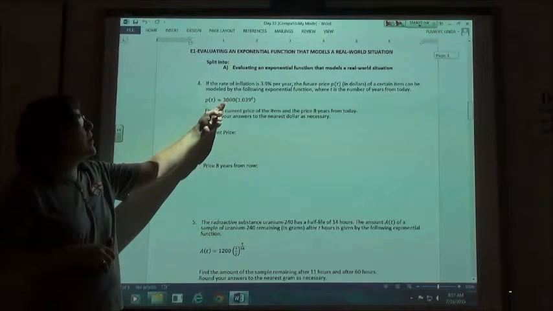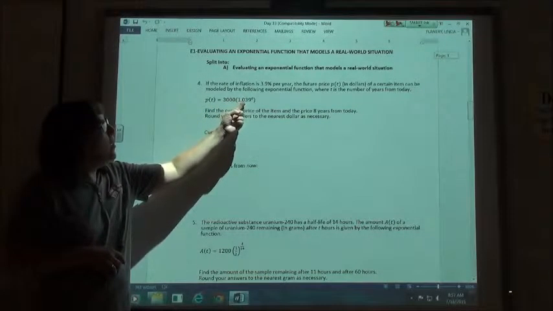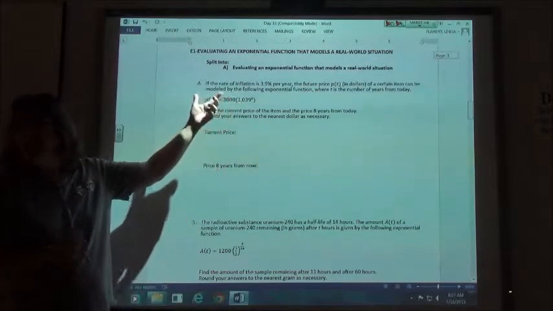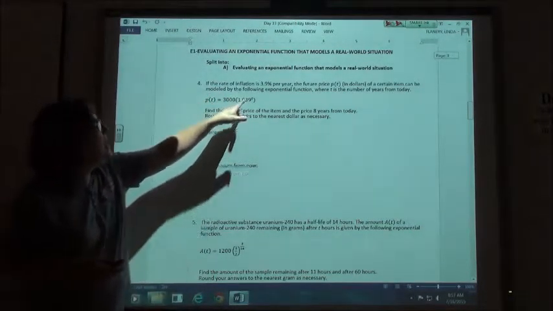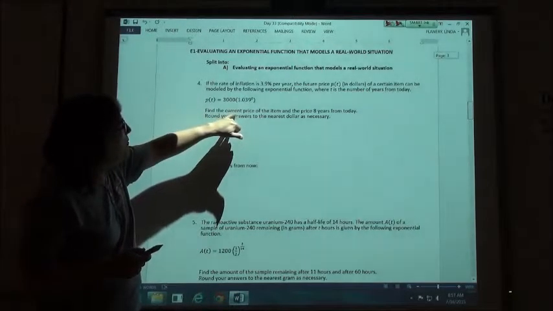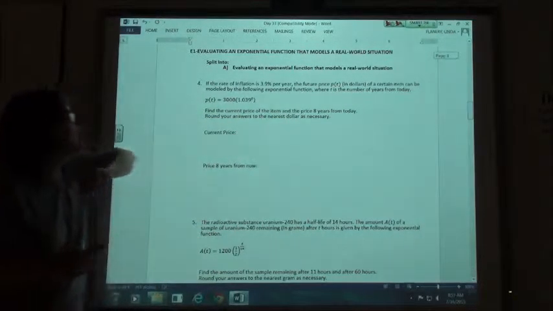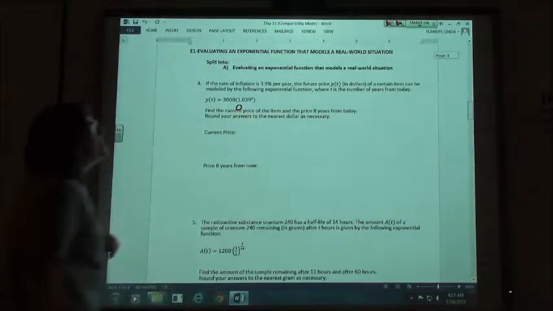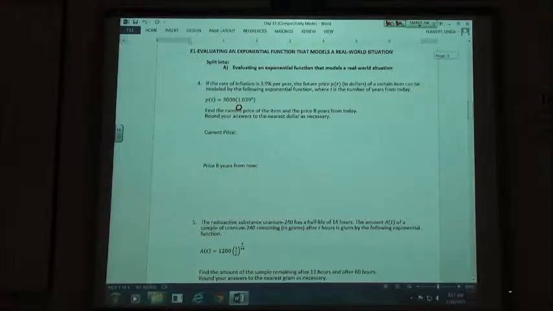So, $3,000 would be the amount that was invested. 3.9% is the interest. They add 1 because you keep 100% plus the interest, and then it's to the t power. We want to find the current price of the item and the price 8 years from today. For the current price, you're using the time as 0, right? We haven't gone any time. It's right now, current time.